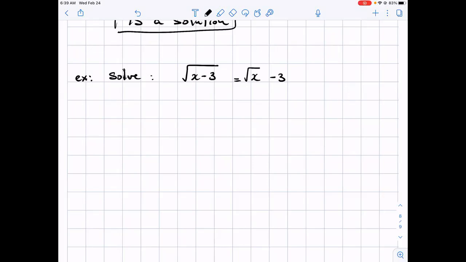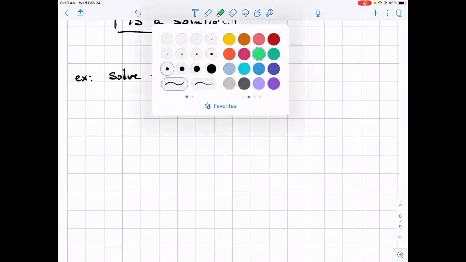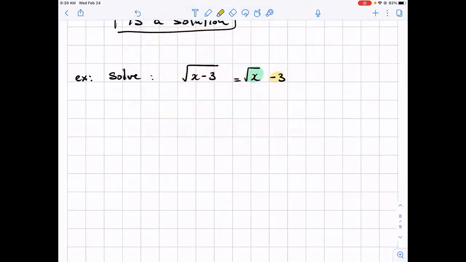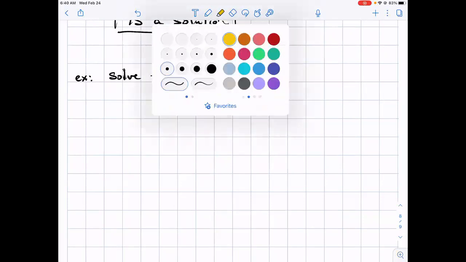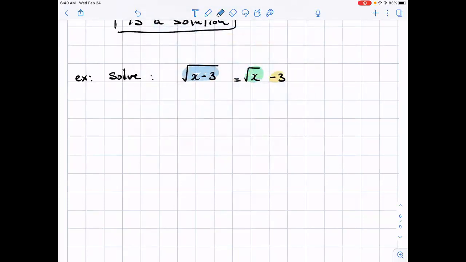Look at either side of this equation, and once we see a radical is by itself, either the left side or the right side. So if you look at my right side, the radical is not by itself, right? Because we have a minus 3. On the left side, however, the radical is by itself. There is nothing, a plus or a minus, outside of the radical. So in this case, we can square the left side. So we have the square root of x minus 3 equals the square root of x and then minus 3 on the outside.